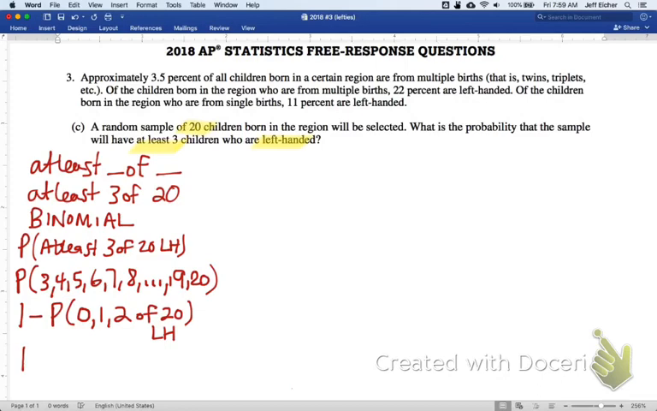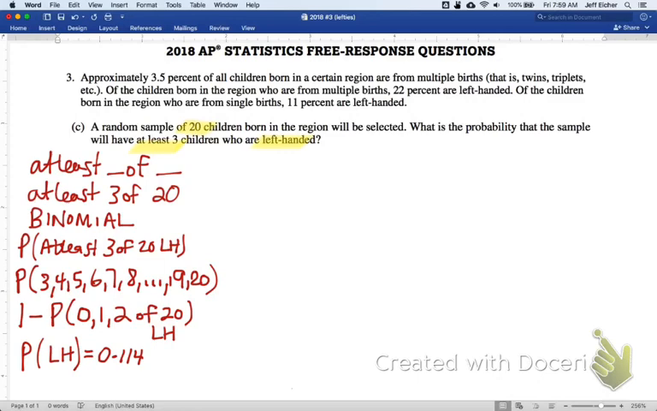We need to know the probability of being left-handed, which we found in part A. Now, if you got part A wrong, you could still get full credit on part C by using a wrong probability from part A. But the probability we had in part A was 0.114.